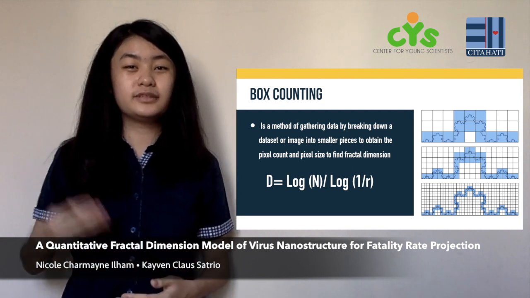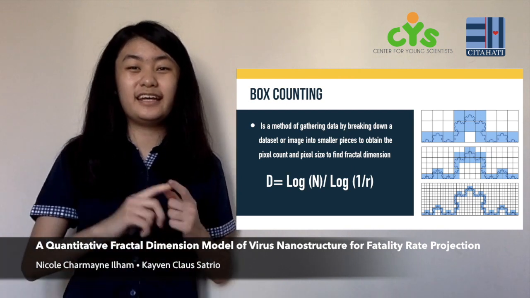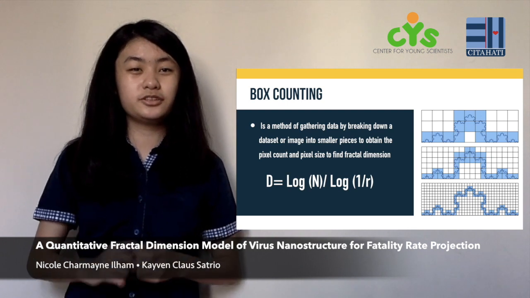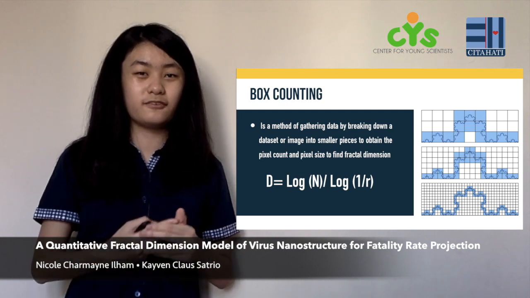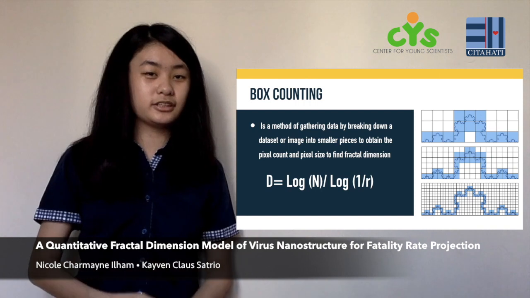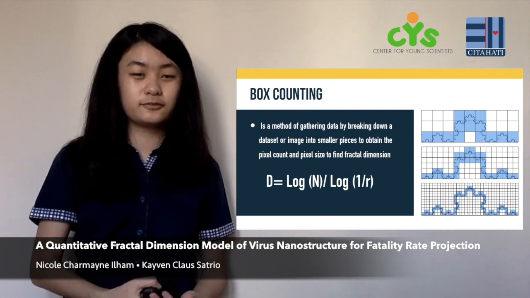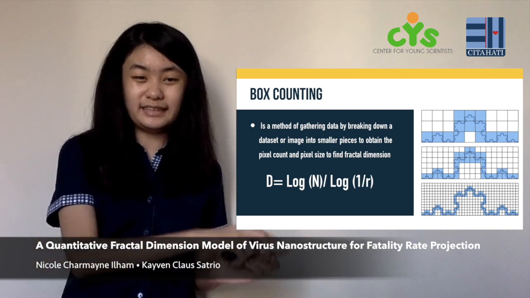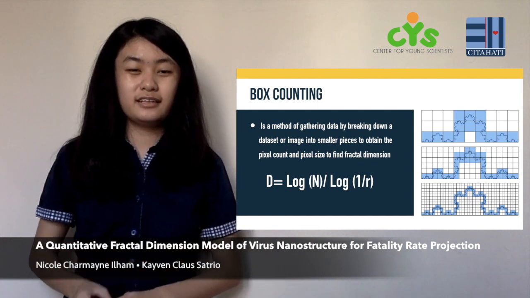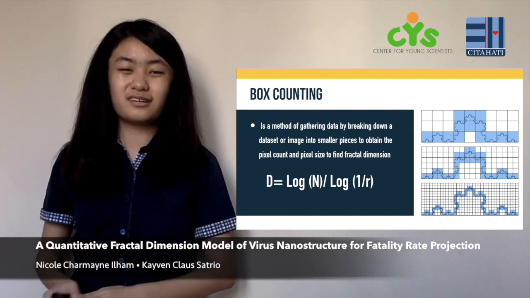If fractal object X is divided into n number of objects similar to X in a homothety of 1 over R, then the fractal dimension can be calculated as follows in this formula. Fractal dimension D equals log n over log 1 over R.